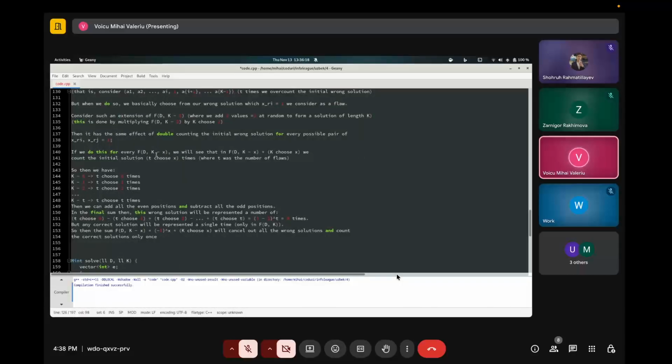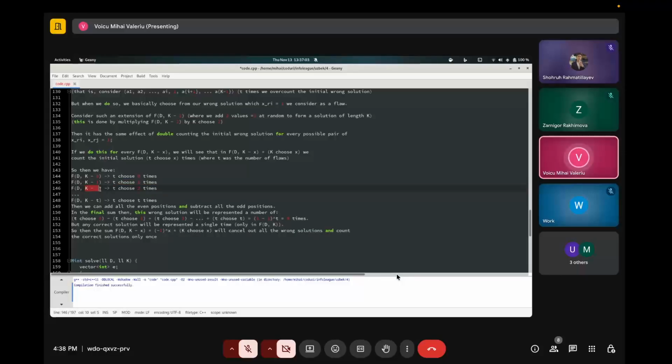So then by the end, if we do this for every lesser set of elements, and after that we insert x elements equal to 1, we get that in f of d of k minus 0, we overcount this specific solution t choose 0 times. In f of d of k minus 1, where we generate a solution of length k minus 1, and then we insert forcefully a 1 in every single position of that solution, we overcount this value t choose 1 times.